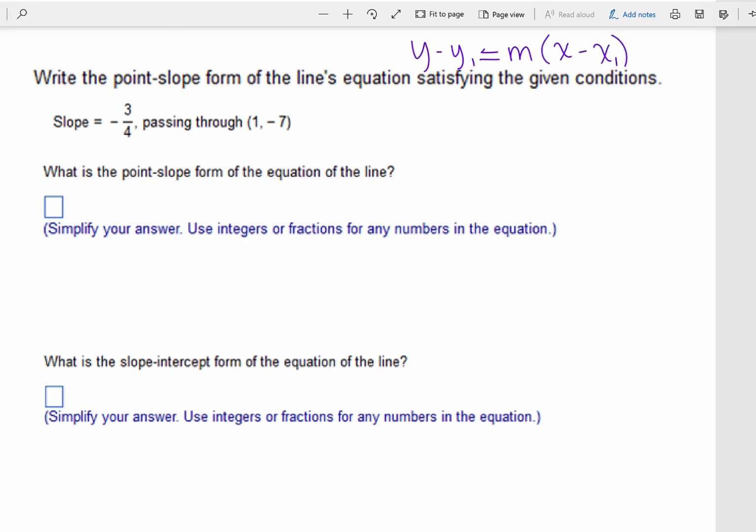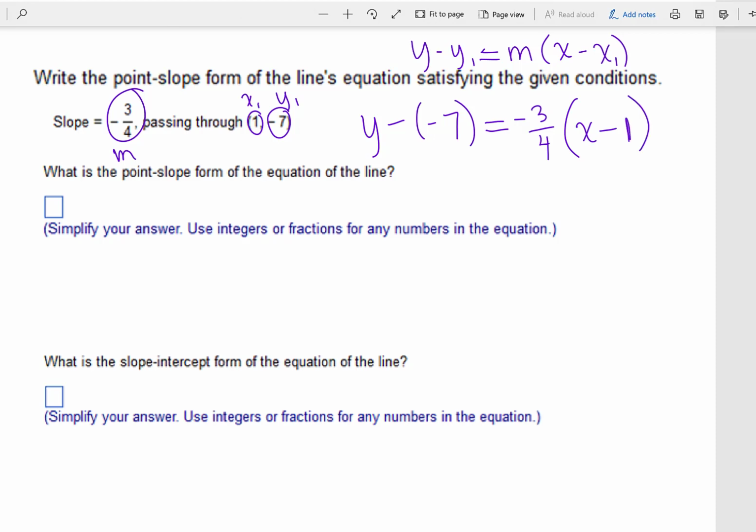Okay, and remember that we literally just plug it in. So here's my slope, there's my m, here's my x1, and here's my y1. So plug it in, y minus, y1 is -7. Make sure that you account for that negative and don't get confused that the subtraction symbol was part of the -7, equals your slope, -3/4. And then x minus x1, it was a +1, so we just plug it in.